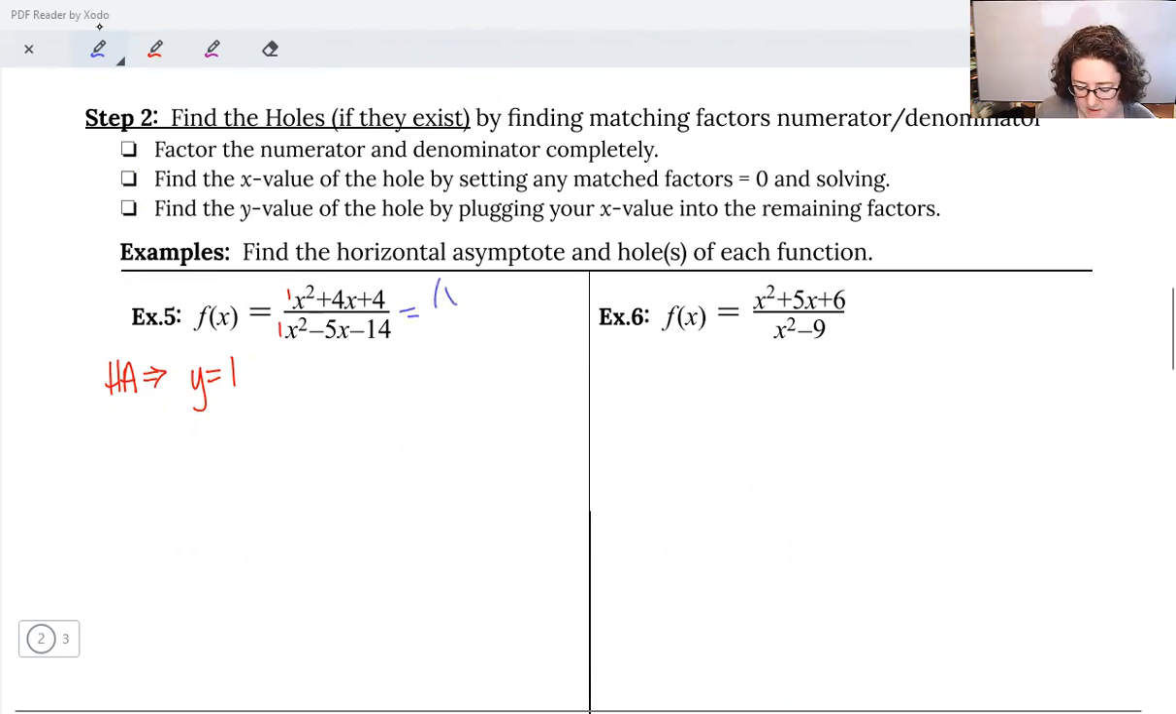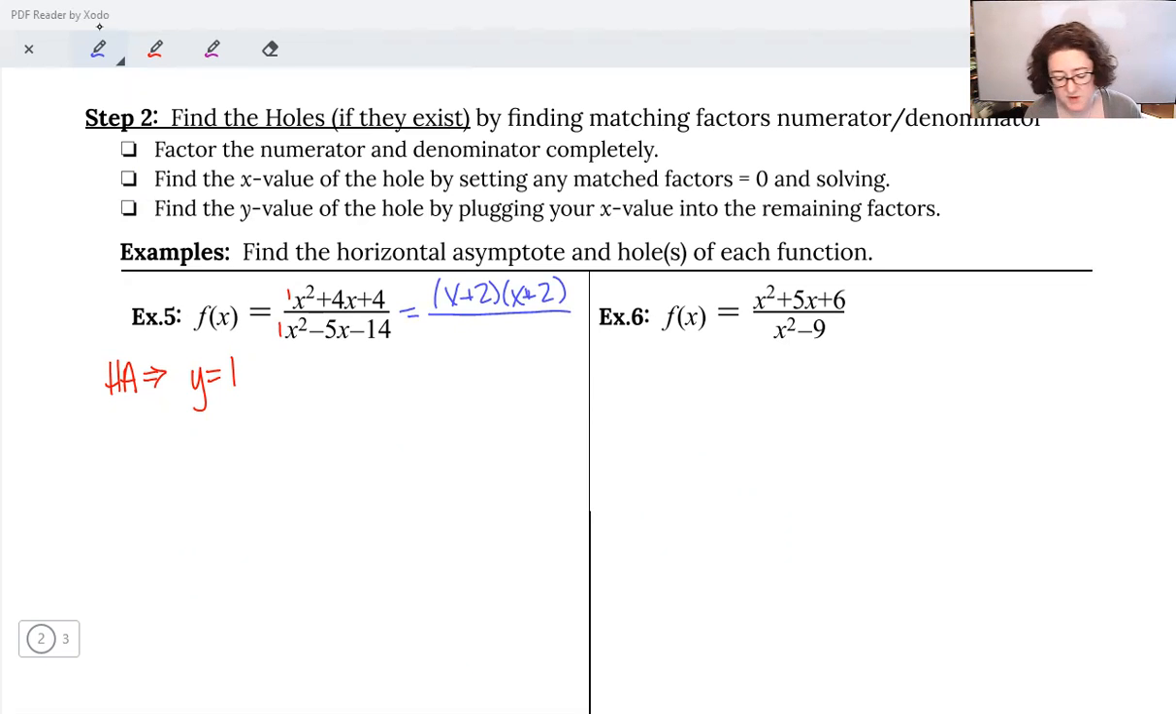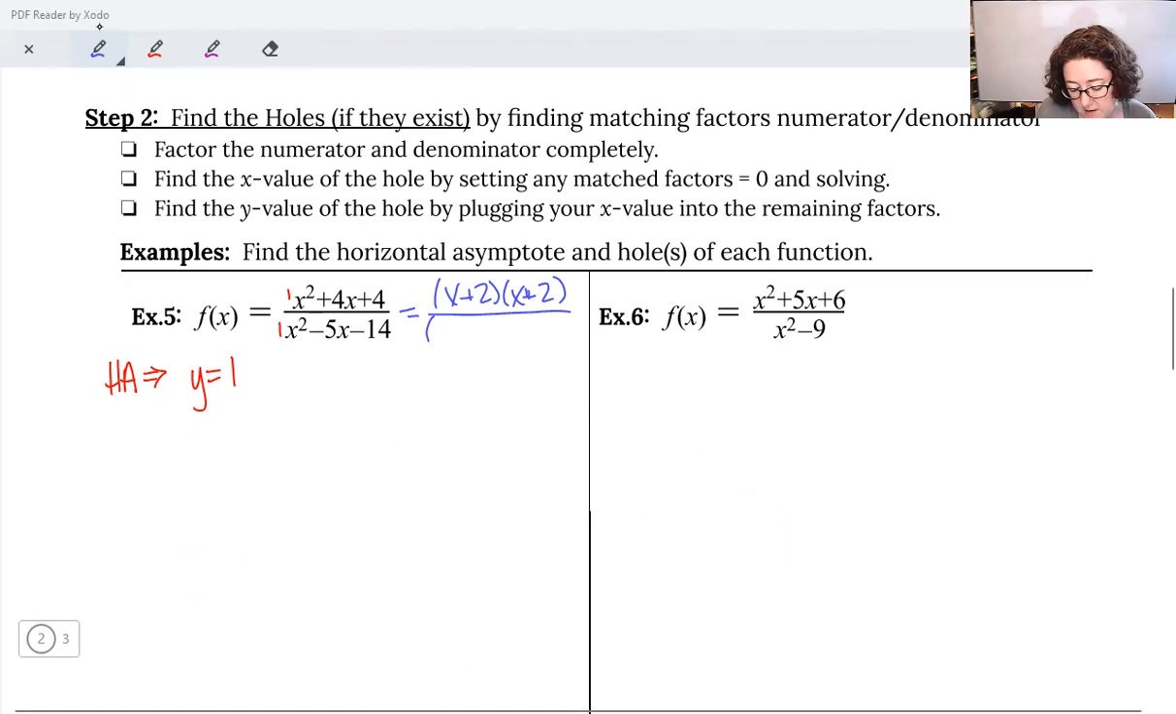So our numerator factors out to x minus 2, x plus 2, because we're trying to get that positive 4 at the end. A positive 4 is our middle term, and those will multiply out. In our denominator, to get a 14, we're probably going to need a 2 and a 7. And to make that into a -5, we can do a positive 2 and a -7.